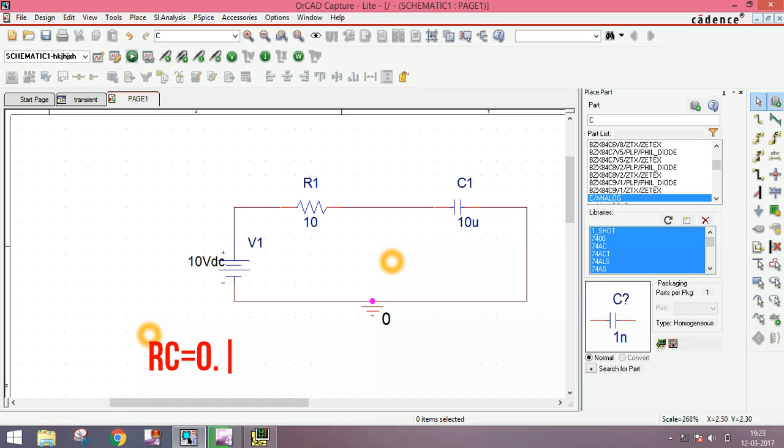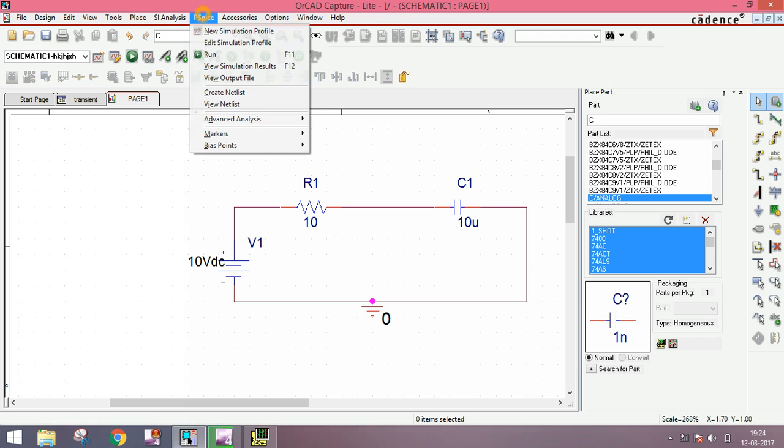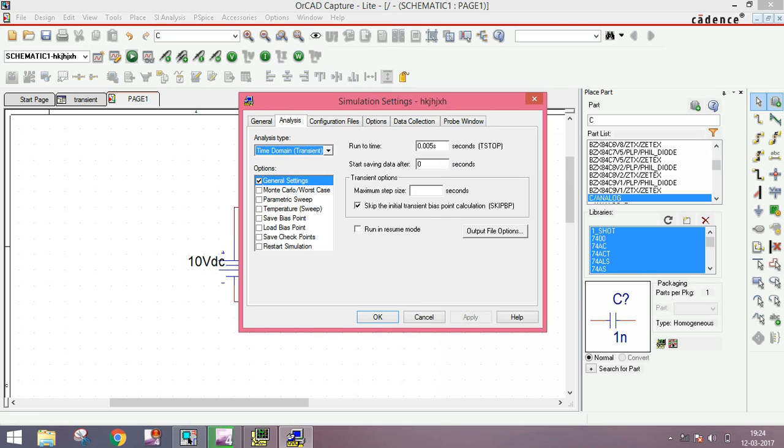So if we multiply this, and we are going to 5 time constants, so simply multiply by 5. So we have the final time to set. Now you don't need to add another new simulation profile, simply edit the simulation profile and you can change this, and add 10 also, apply and OK.